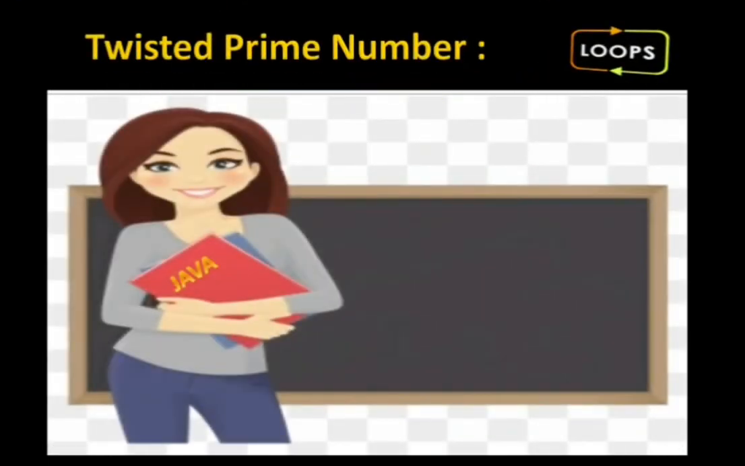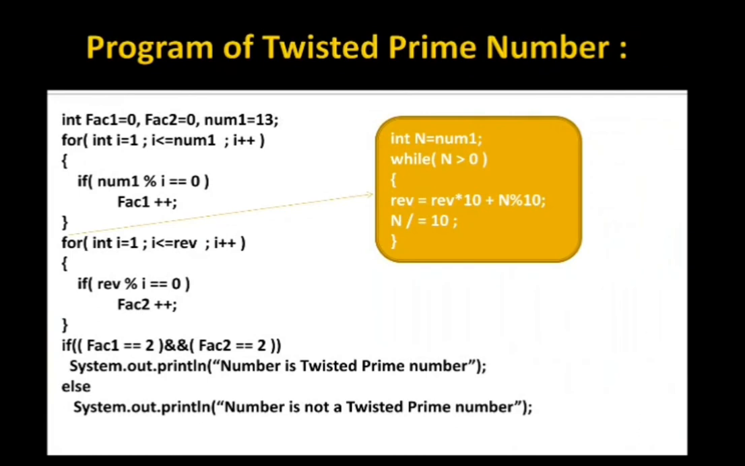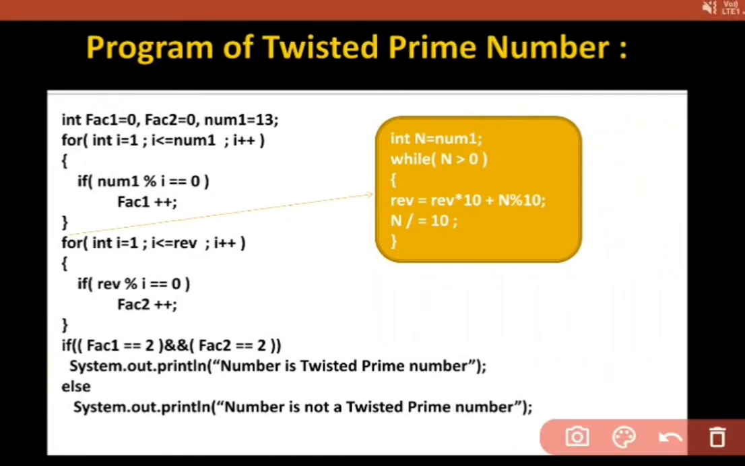Twisted prime. Twisted, by the name itself. Whatever number we have, we have to twist it, meaning we have to reverse it. When we get a normal number and the reverse number, and both are prime, then it is said to be a twisted prime. For example, 13. The normal 13 is prime and the reverse 31 is also a prime number. Then it is said to be a twisted prime number. Now see the example. I told you the example and I am here to create the program.